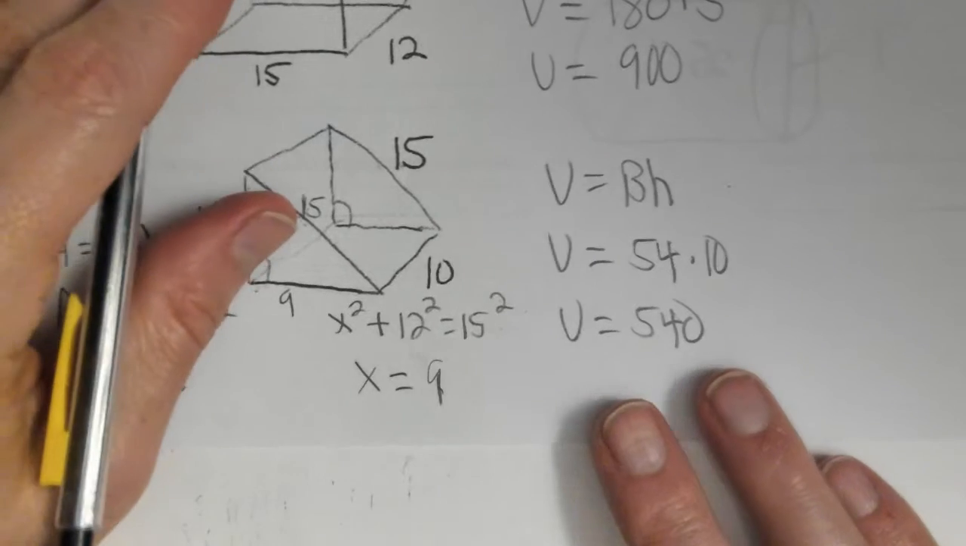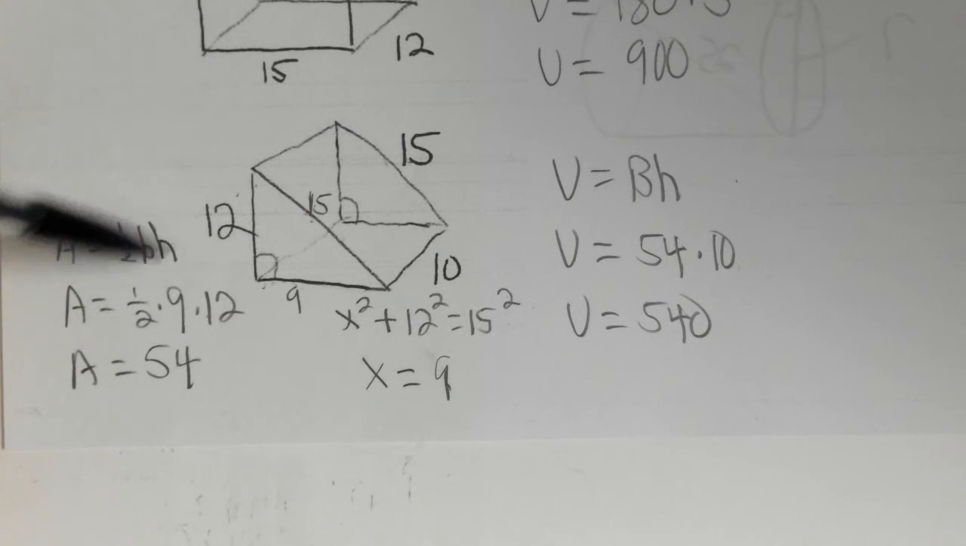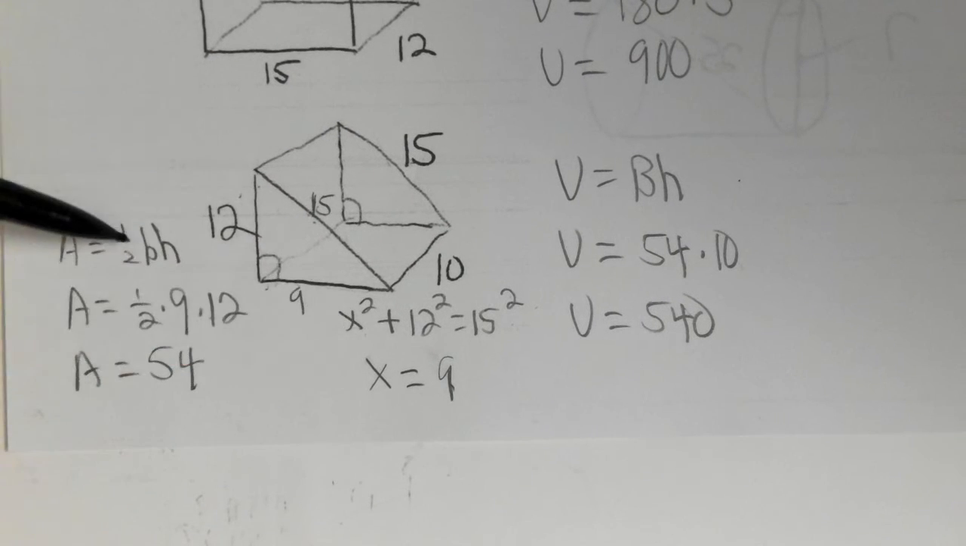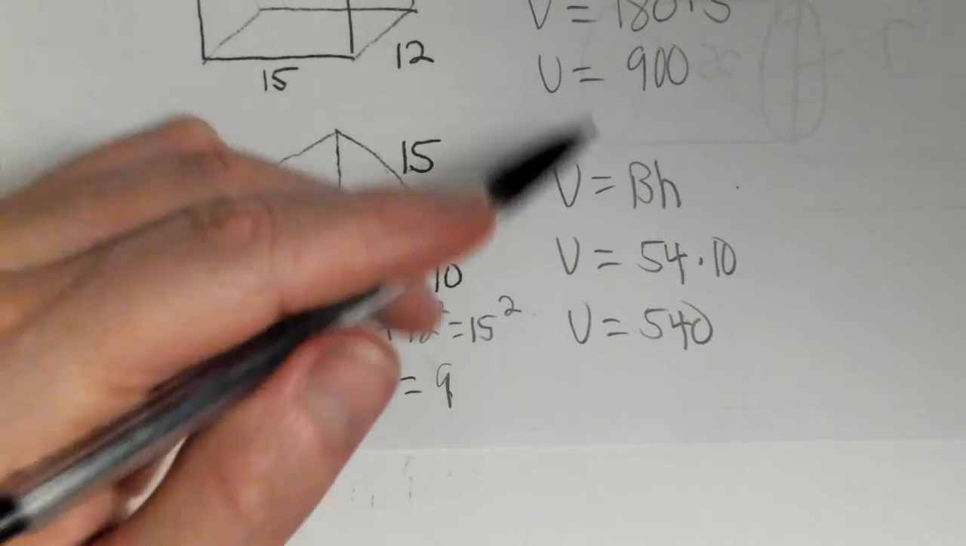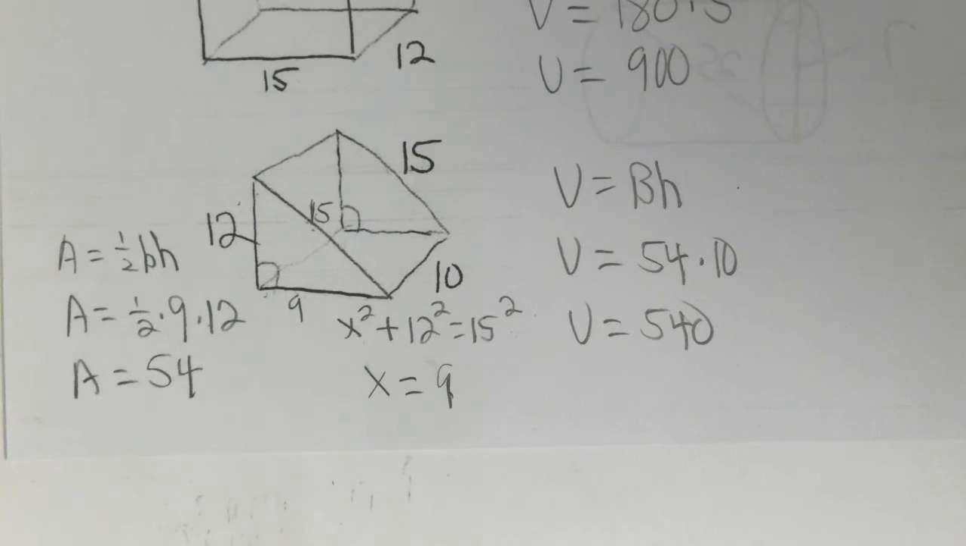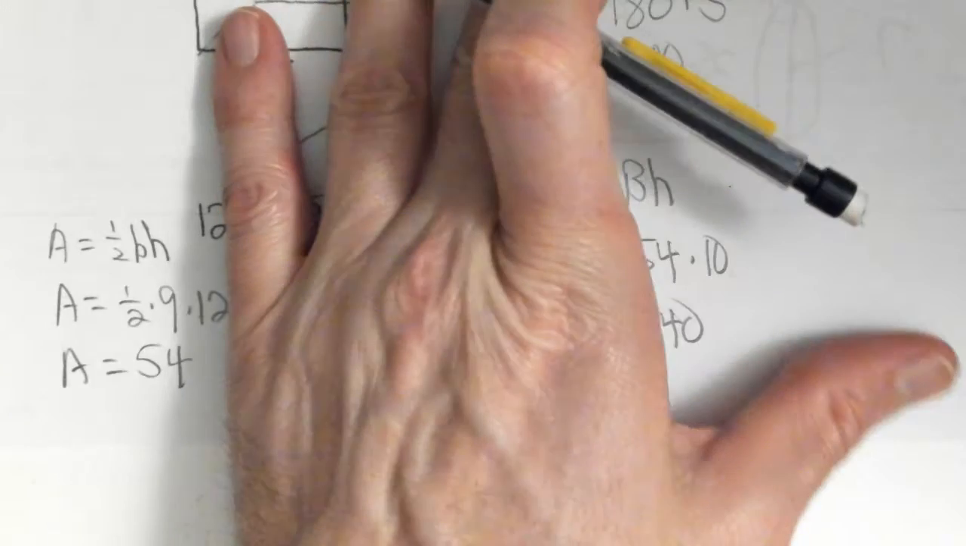Alright, so there are times, again, since we're dealing with prisms, that we may have to go off to the side and use the Pythagorean theorem and calculate the area of the base, because B does stand for area of the base in the volume formulas. Let's try a couple more.